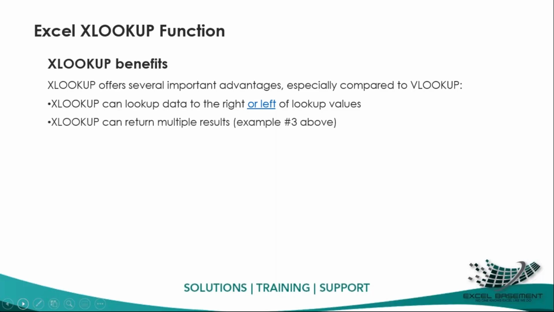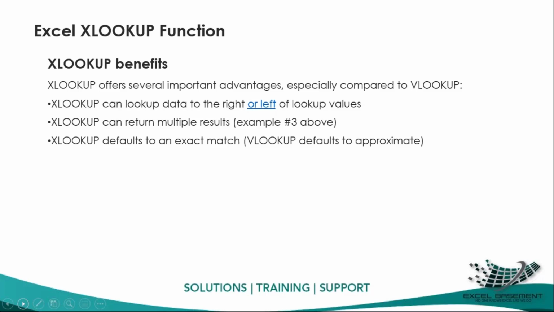XLOOKUP can return multiple results. Okay, and I will show you an example in the demonstration part. XLOOKUP defaults to an exact match, whereas VLOOKUP defaults to an approximate match, and I have told you the reason for that earlier. XLOOKUP can work with either horizontal data or vertical data.